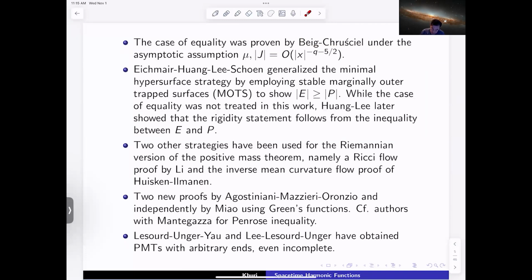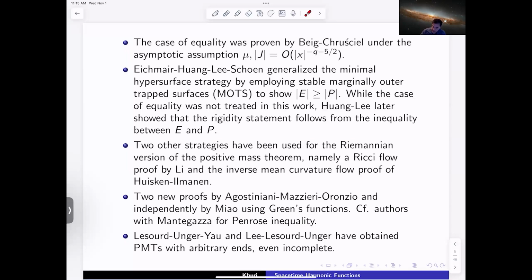A new proof, fairly, let's say 10 years ago, by Eichmair, Huang, Lee, and Zhang, uses the analog of minimal hypersurfaces in the spacetime setting called MOTS, marginally outer trapped surfaces, or apparent horizons. And these are what you can think of as a generalized notion of mu-bubbles. And they were able to establish the full inequality, but not with the rigidity statement. The rigidity statement was done later with this approach by Huang and Lee, who showed that it followed from the inequality.